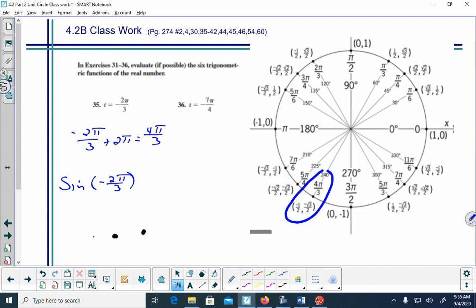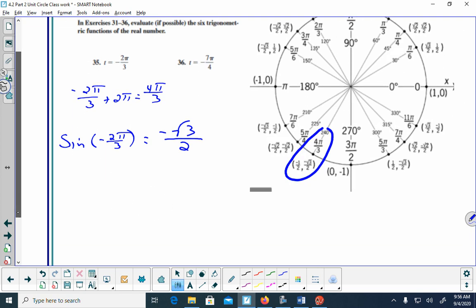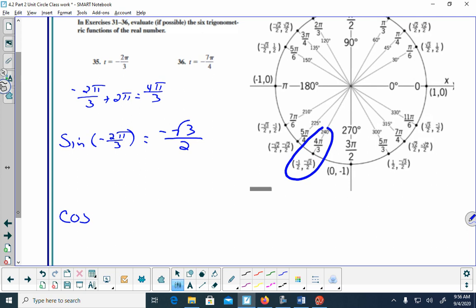So when I do that, my sine is going to be the y value, which is negative 3 square root of 3 over 2. My cosine, and I guess you could be looking at your trig chart too, always an option.